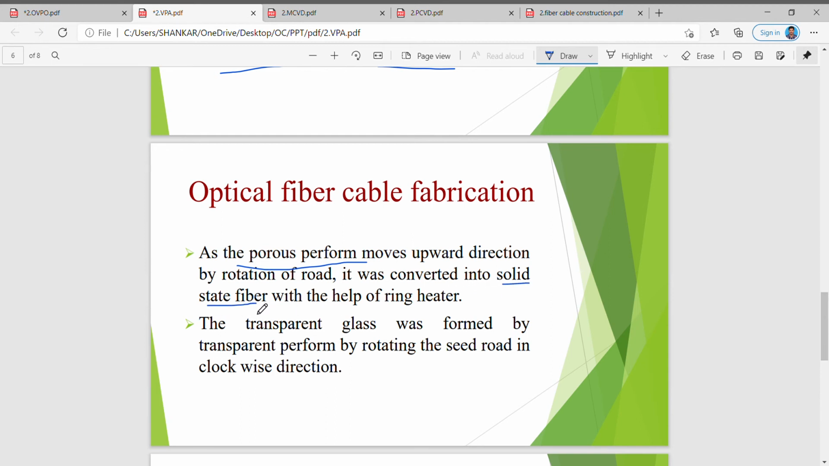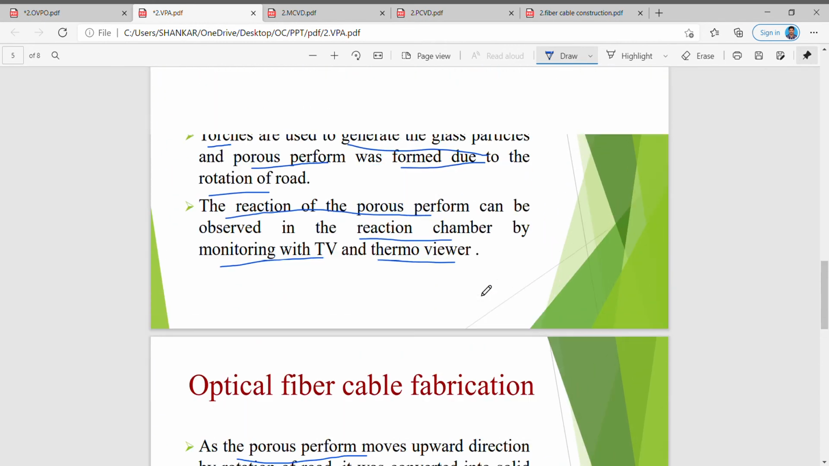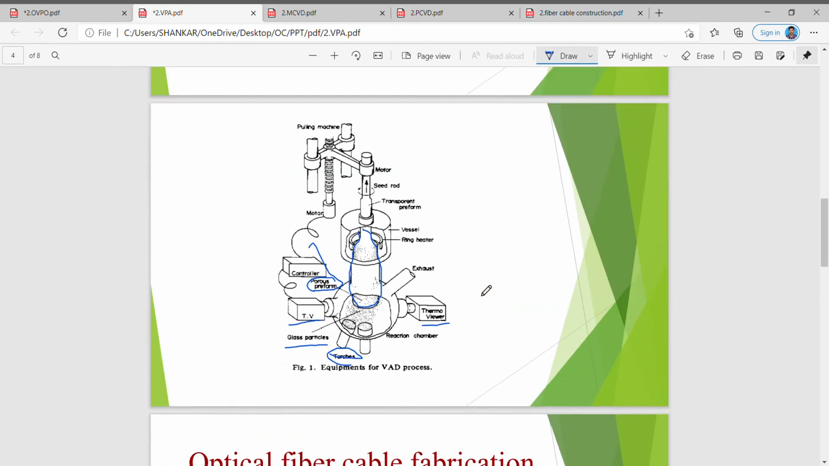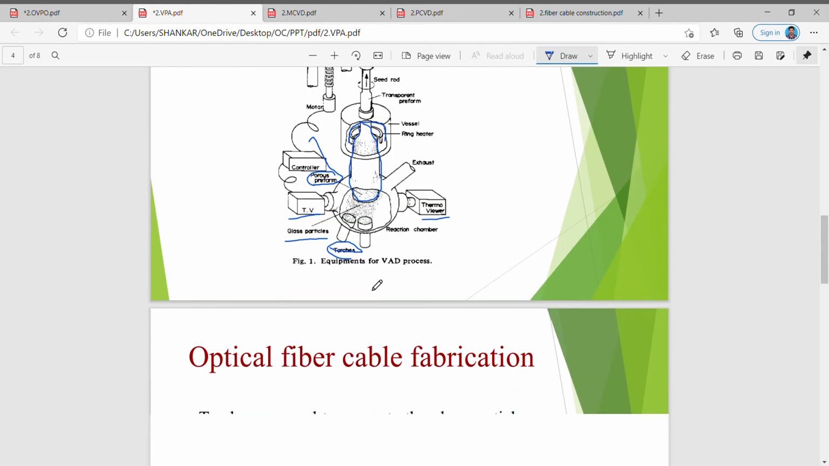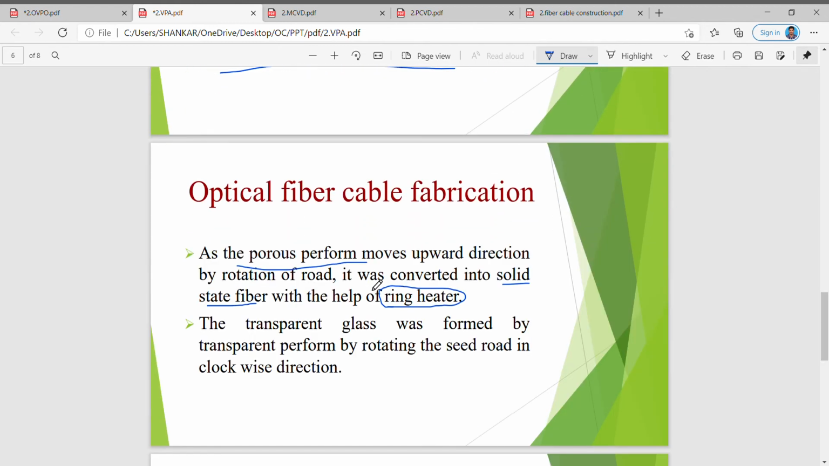That fiber is now converted into the solid state fiber with the help of a ring heater. So there is a heating process by using the ring heater, that will be converted in the form of a solid state fiber. Okay, here I am using the ring heater. This is the ring heater. So this ring heater will be used to convert this porous waveform into the form of solid state fiber.